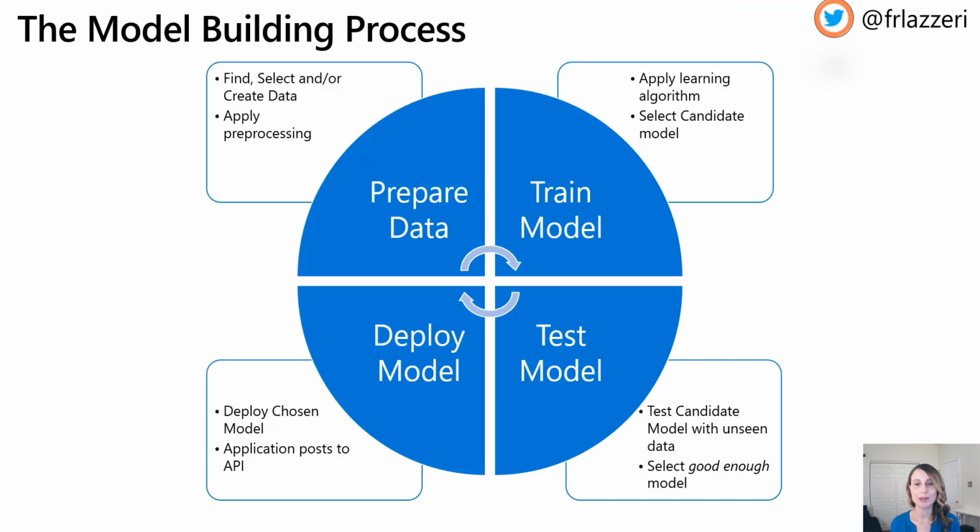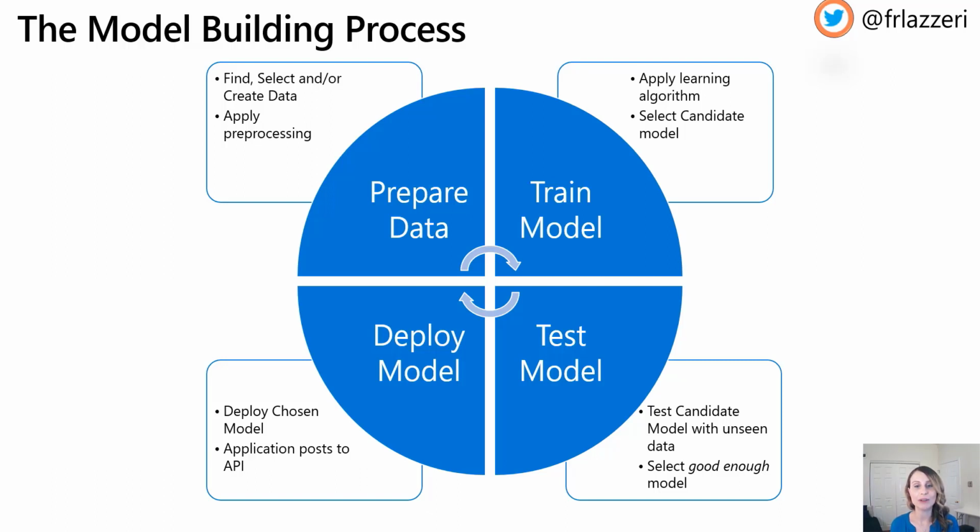Finally, let's talk about the model building process, which is a very, very important structure that every data scientist follows in order to build end-to-end machine learning solutions. Here, as you can see, there are four main steps. There is prepare data, train your model, test your model, and then deploy your model. The first step is about preparing data. We need to find, select, and create the data, apply pre-processing techniques, and feature engineering.